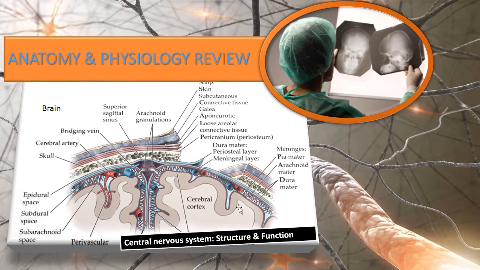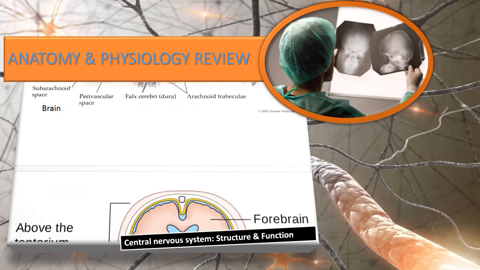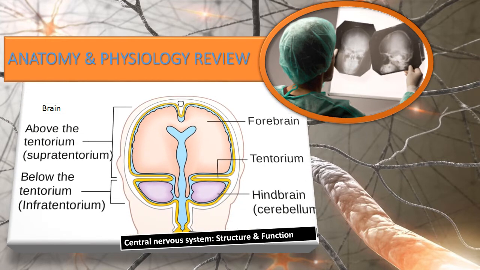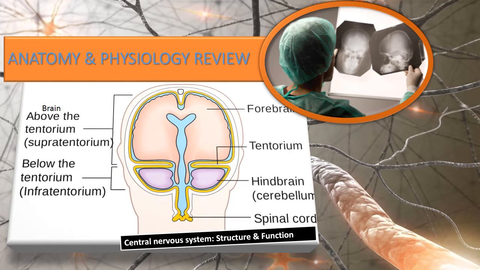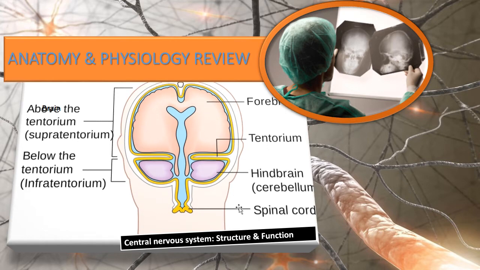Okay, so the next thing we want to talk about is the tentorium. The tentorium is between the cerebral hemispheres and the cerebellum. It prevents forceful transmission from one hemisphere to the next, and it protects the lower brainstem when the brain experiences trauma. So also, the tentorium can be used to locate where lesions are in the brain.